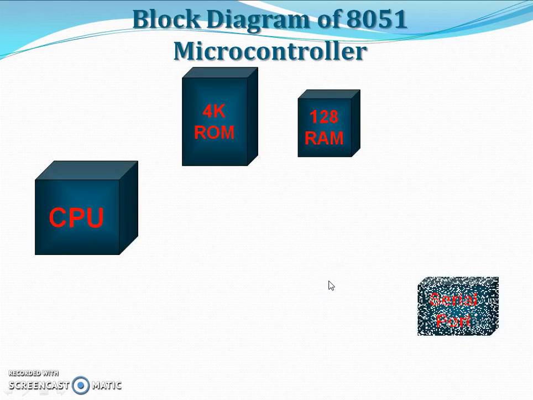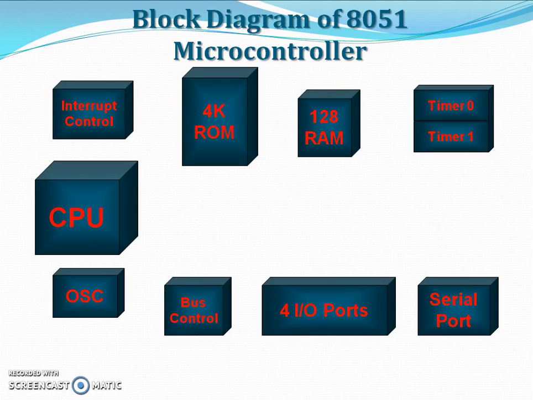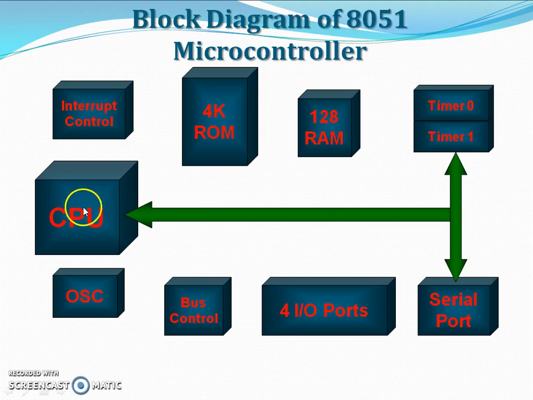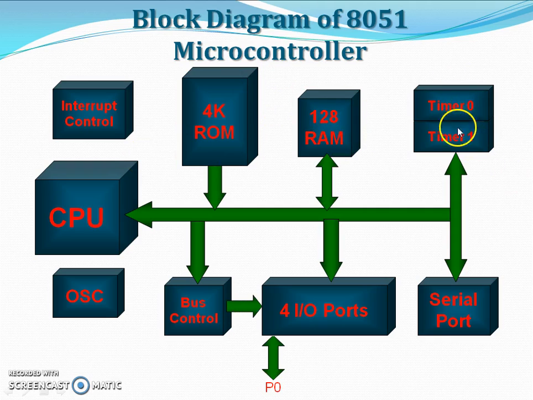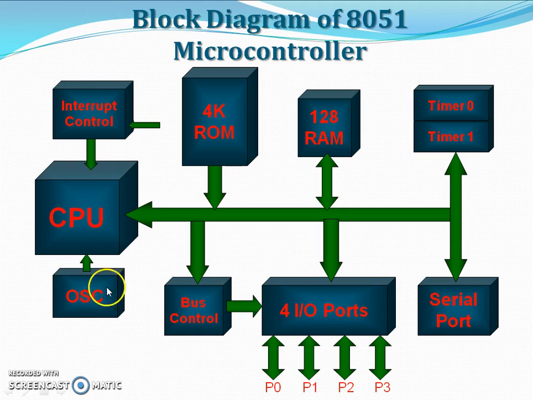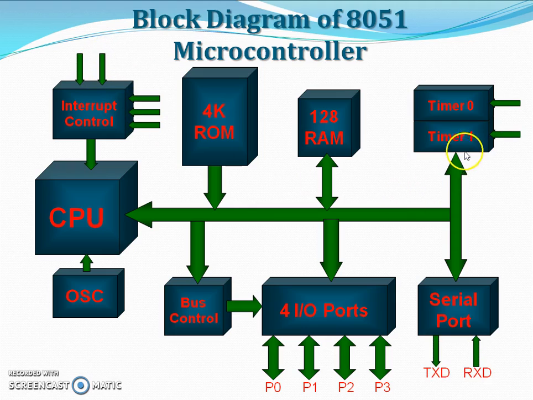Now come to the next: block diagram of the 8051 microcontroller. See the connections and various blocks. This is the CPU, connected with the ROM, RAM, timer 0, timer 1, serial port, 4 IO ports, bus control, interrupt control and oscillator. Right? There are various interrupts, external interrupts and internal interrupts. External input from timer 0, timer 1, external input from the serial port, TXD and RXD. TXD means transmit data, RXD means receive data.